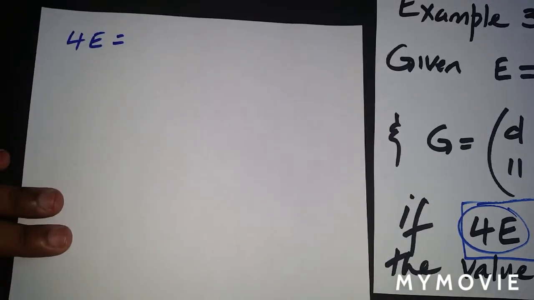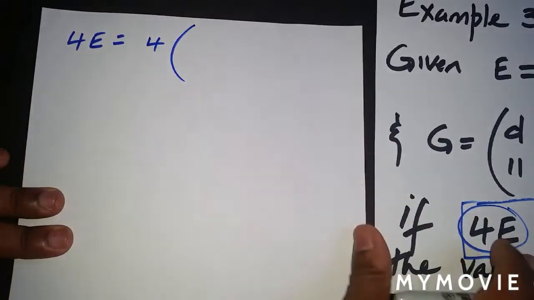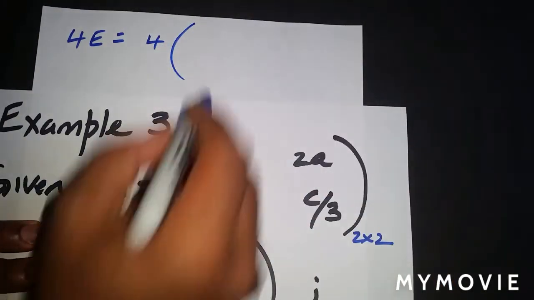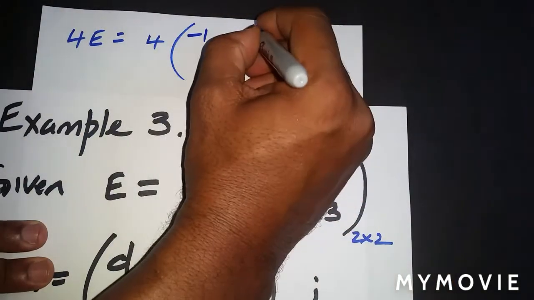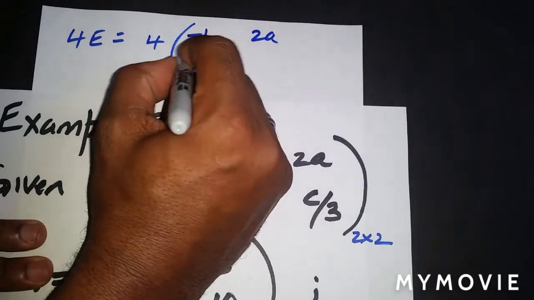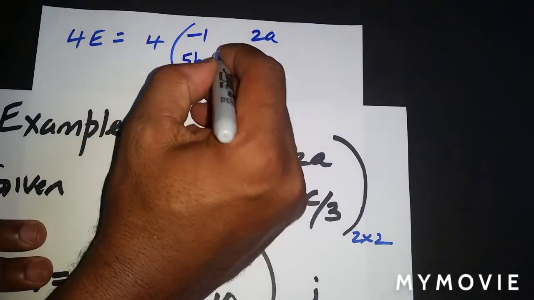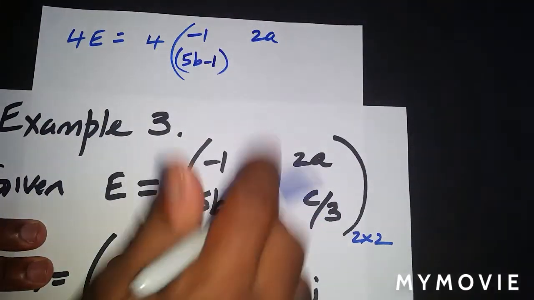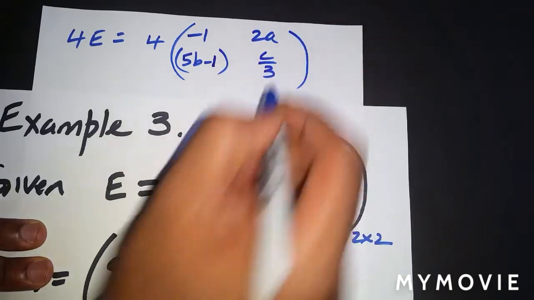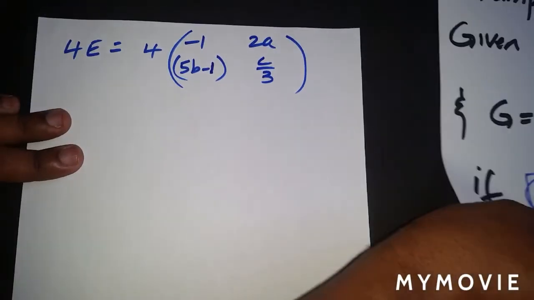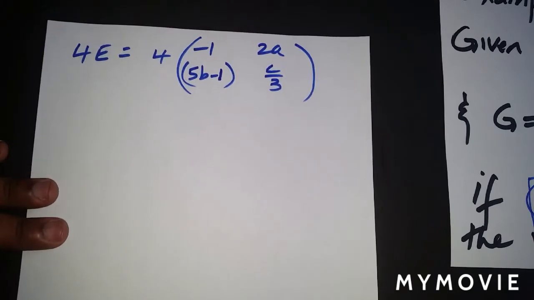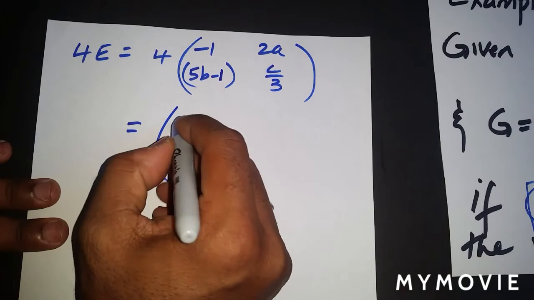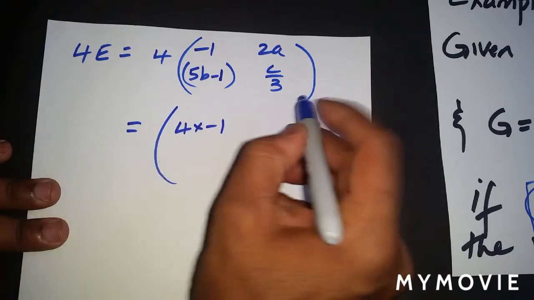simply means we're multiplying matrix E by 4, and matrix E is this. So I'm just going to write this here. That's minus 1, that's 2A, that's 5B minus 1, which is an algebraic expression we need to put in the bracket, right? And C over 3. So what we're going to do now is just find out what 4E is. So let's deal with that first of all. So each of these elements here will be multiplied by 4, obviously. So let me just put that in.